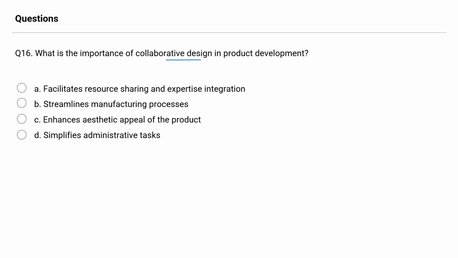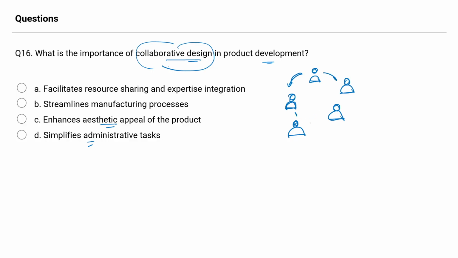What is the importance of collaborative design in product development? I hope you all remember collaboration. Facilitates resource sharing and expertise integration, streamlines the manufacturing process, enhances the aesthetic appeal, and simplifies administrative tasks. So we are talking about collaboration, and you need to tell us how it helps in the product development cycle.